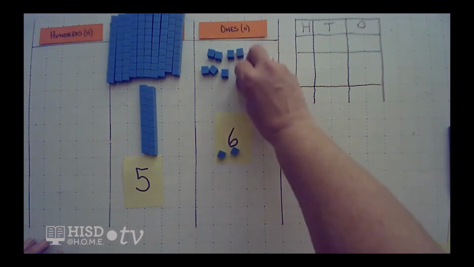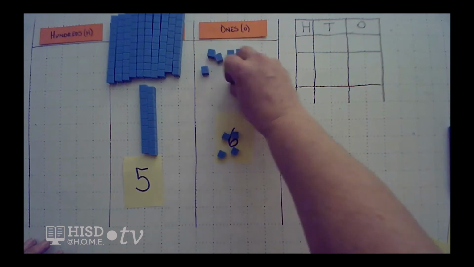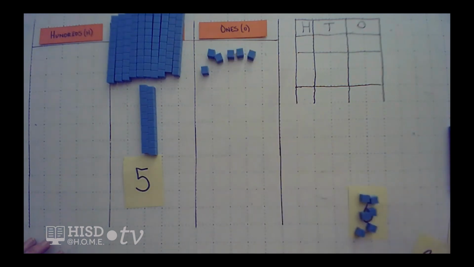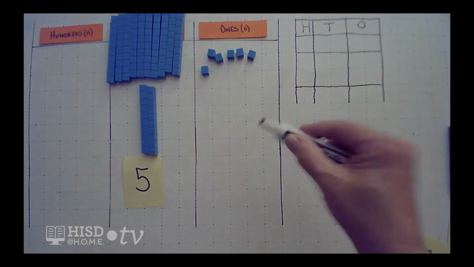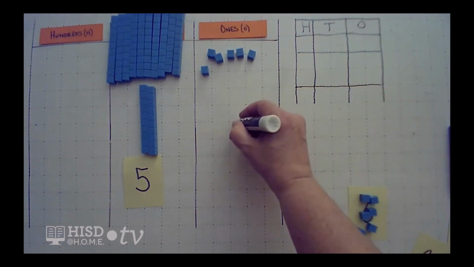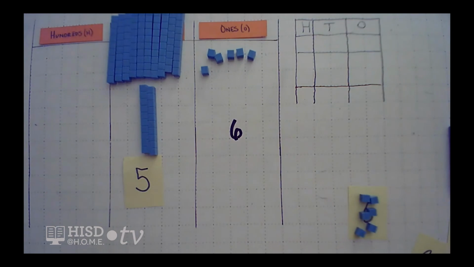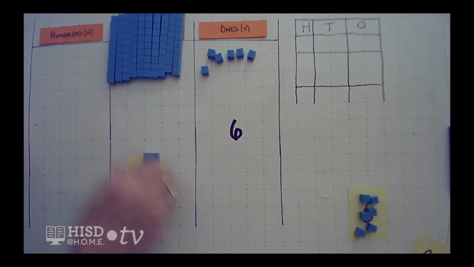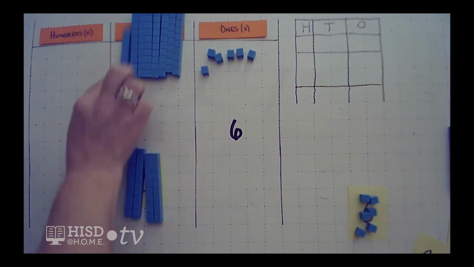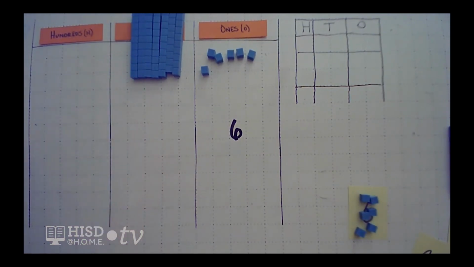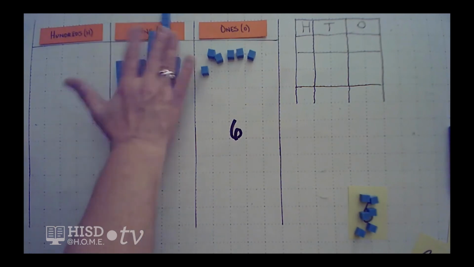So I need 2, 4, 6, and we'll pull those away. And that leaves me with how many in the ones place? That leaves me with a value of 6 in the ones place. And then I need to remove or take from what I have here 5 longs. So 2, 4, and 5. And when I pull those away, this is what I'm left with.